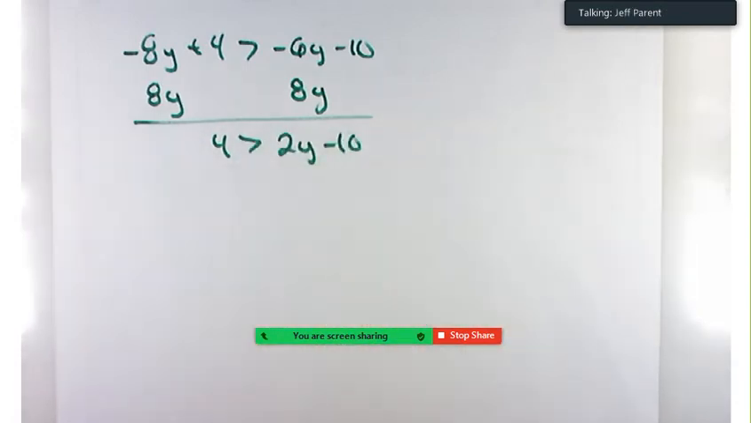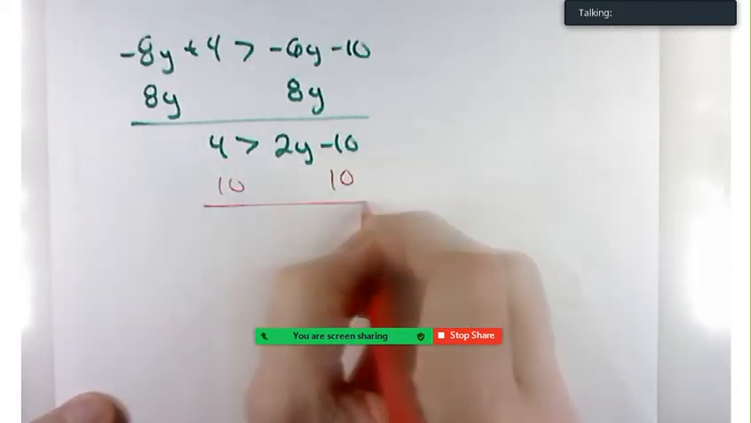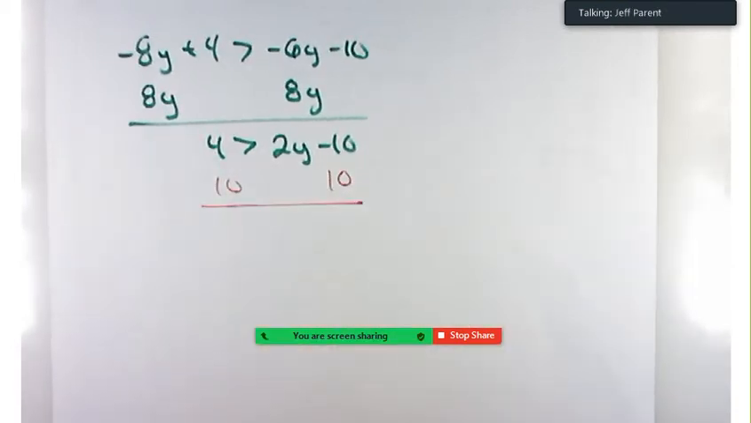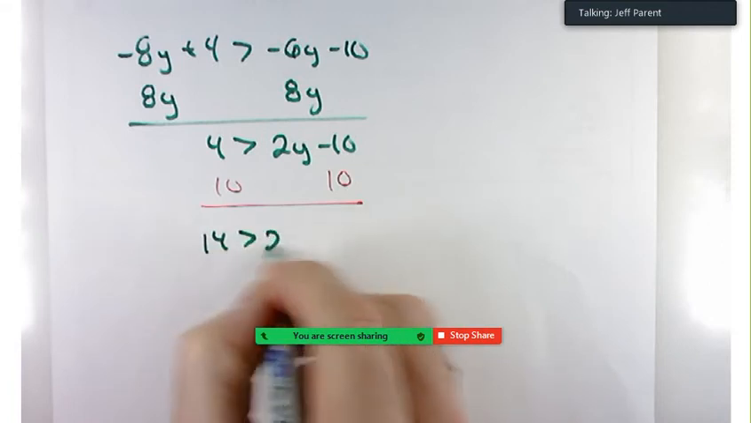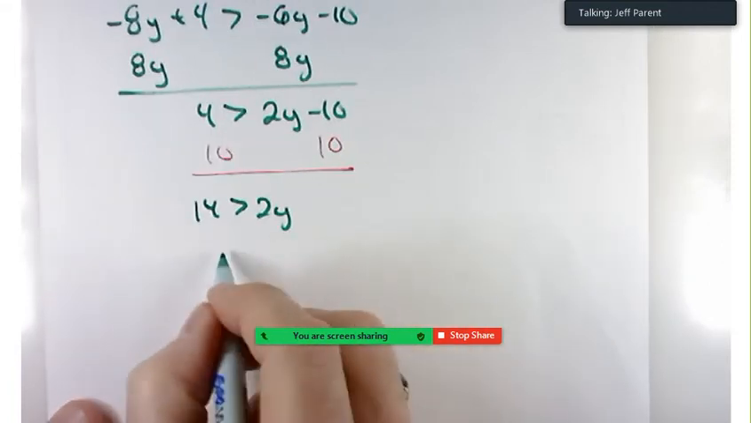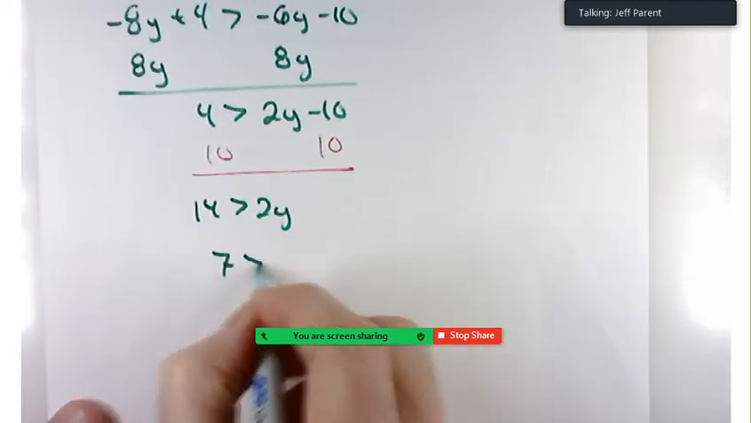So I got my variable on one side. Let's get the constant on the other side. So we'll add 10 to both sides here. That gives me 14 is greater than 2y. Divide both sides by 2. I get 7 is greater than y.